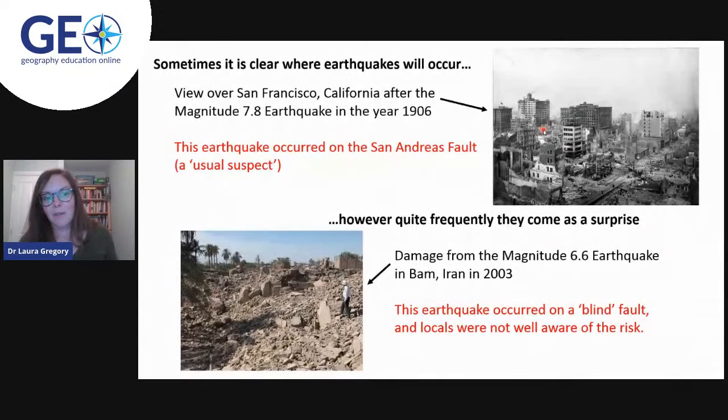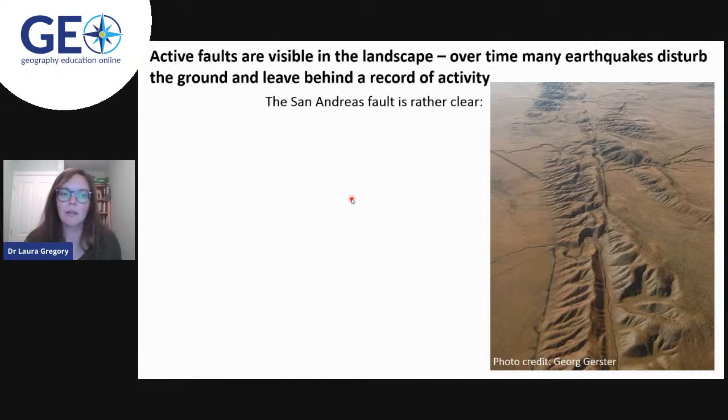But lots of earthquakes come as a surprise, and they keep surprising us. So this was an earthquake in 2003 in Iran that happened on a fault that was actually blind. So we didn't know that fault was there. It wasn't expressed at the surface. And the local people were not aware of the risk, and so they weren't expecting this earthquake to happen. But we can do better than that. We can try and find some of these faults.